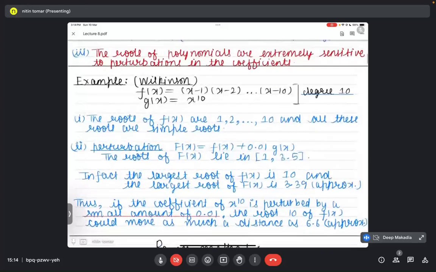So let us discuss this example. Let f(x) be (x minus 1)(x minus 2) up to (x minus 10), and g(x) be x to the power 10. Now both are polynomials of degree 10. Am I correct? So both are polynomials of degree 10.